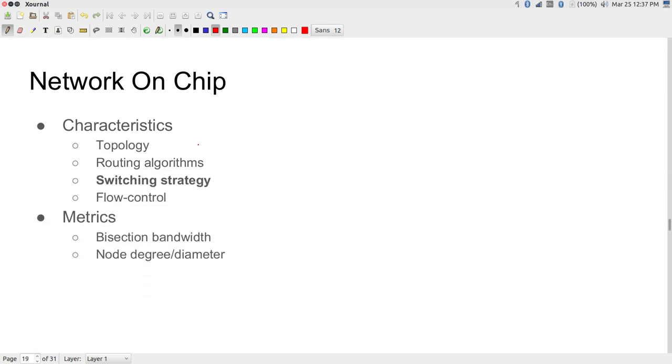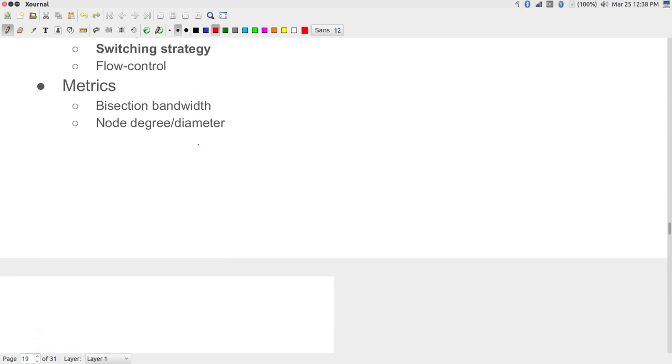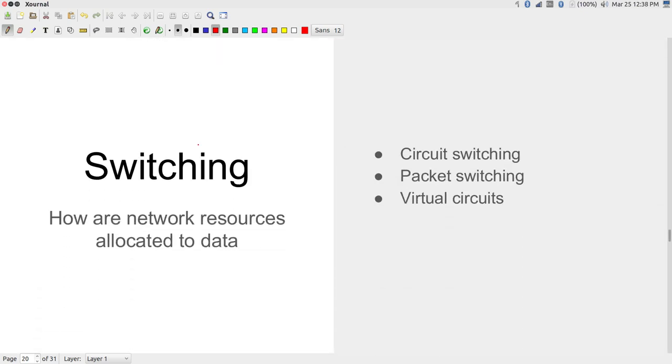Let's now look at switching strategies. Try and understand a bit more about what is involved in switching. Switching essentially refers to the problem of how network resources are allocated to data that needs to be transferred. Broadly, there are two classes of switching: circuit switching and packet switching. Virtual circuits are sort of a combination of both. They are circuits that are built up on the concept of packet switching.